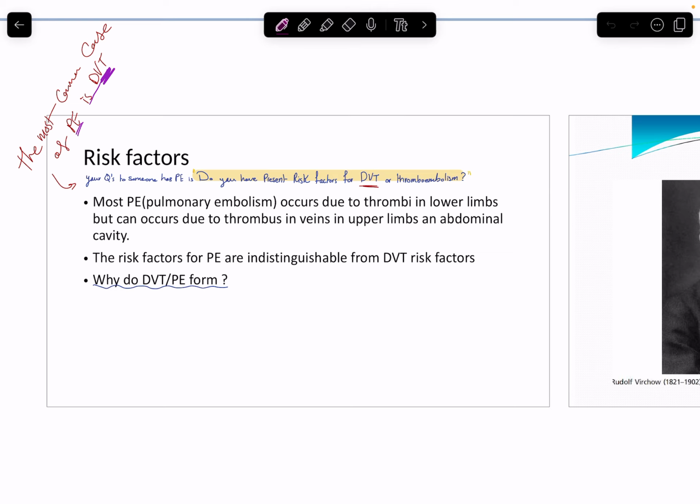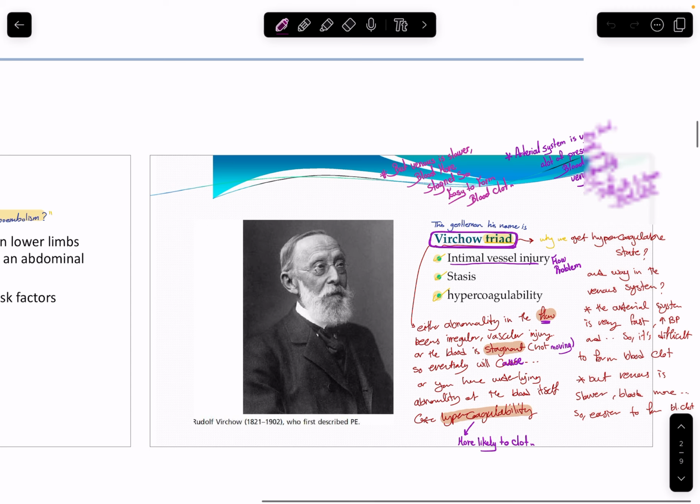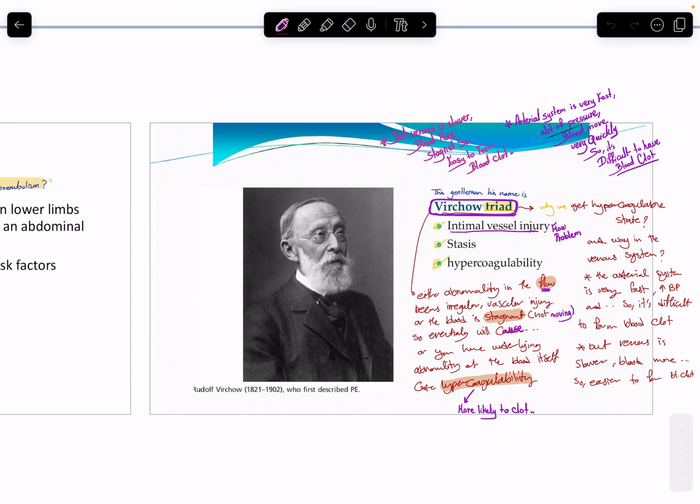Like I said, generally if you say you have a thromboembolic PE, we're talking about a DVT. It's an interchangeable process. So the risk factors for PE are the same as the risk factors for a DVT, right? It's the same disease, just progression of the same disease, okay?